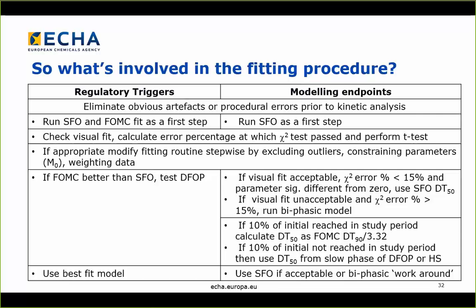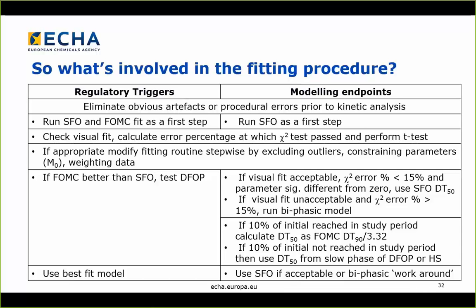There are some things that are common between the two, so you will eliminate any obvious artifacts or procedural errors prior to conducting your kinetic analysis. Claire might pick up some of those points in the next section on data handling. But when you're making your decision on selecting a trigger or persistence endpoint, FOCUS says your first task is to run SFO and FOMC as a first step. And then you check the visual fit, chi-squared, and do the t-test.